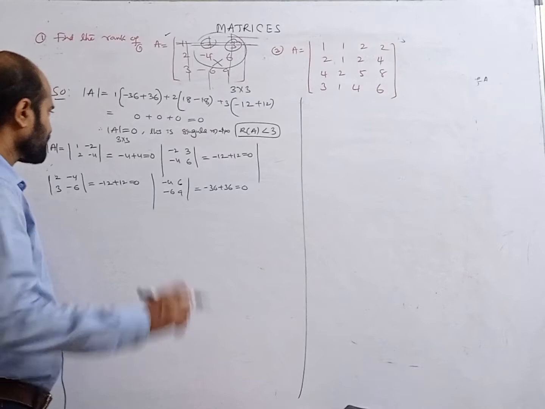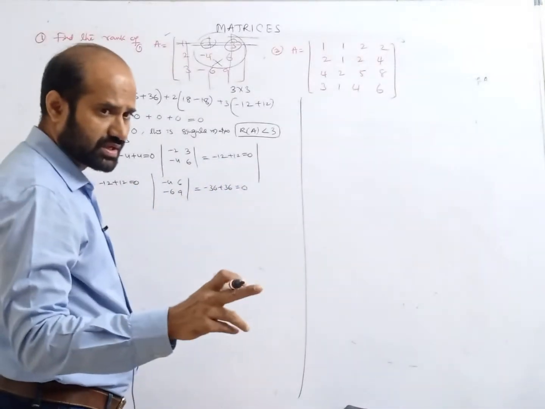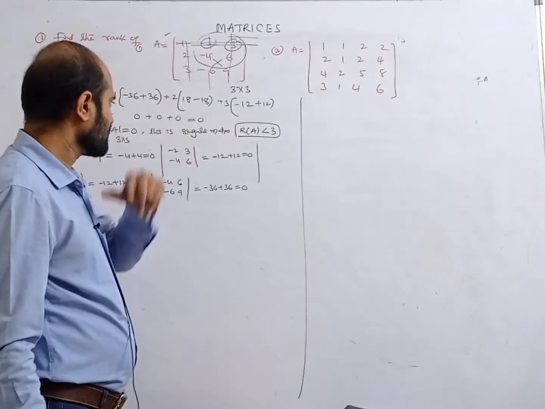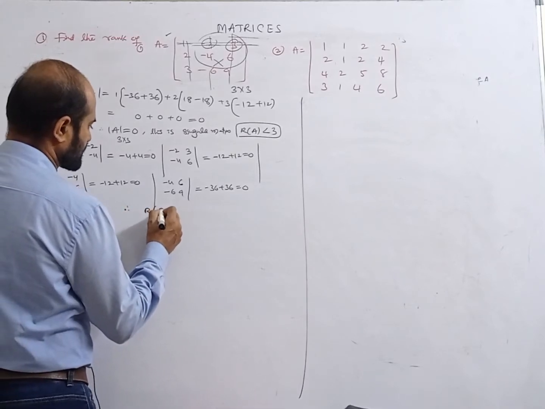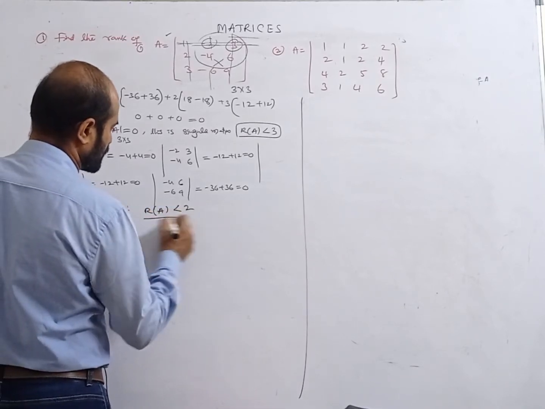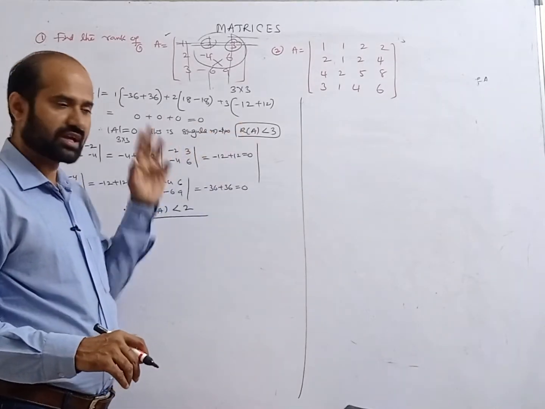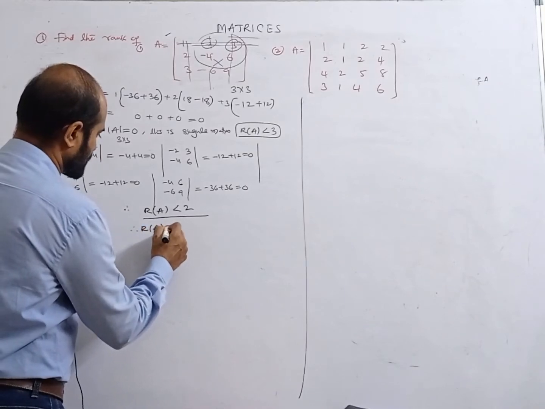So if you observe, all these minors are zeros, but according to our definition, there must exist one non-zero minor, but here all are zero minors. Therefore, the rank of the matrix is again less than 2. So it is not 2. Rank of A is not equal to 3 here. Rank of A is not equal to 2. Therefore, the rank of the matrix is equal to 1.